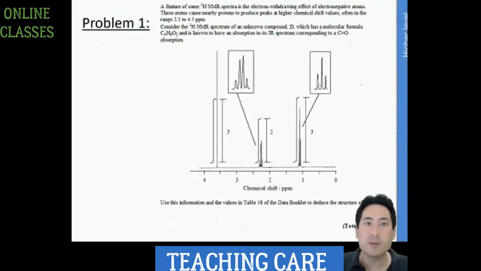So here we have a problem. The feature of some proton nuclear magnetic resonance spectra is the electron withdrawing effect of electronegative atoms. These atoms cause nearby protons to produce peaks at higher chemical shift values, often in the range of 2.5 to 4.5 parts per million. Consider the spectrum of compound D, C4H8O2, and you've just been told that it does have a C=O bond.